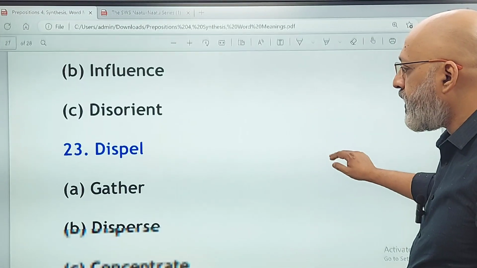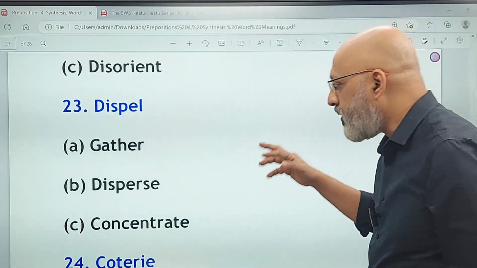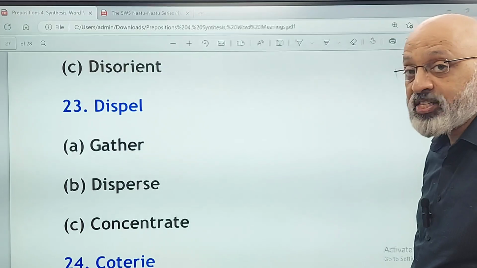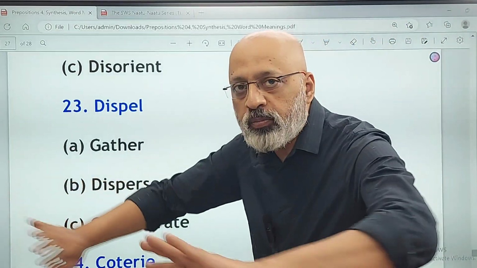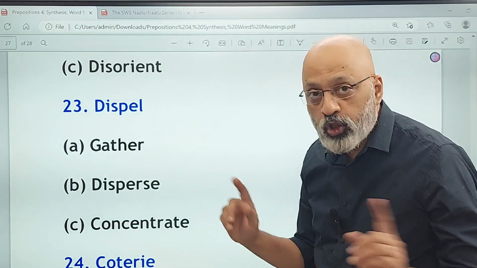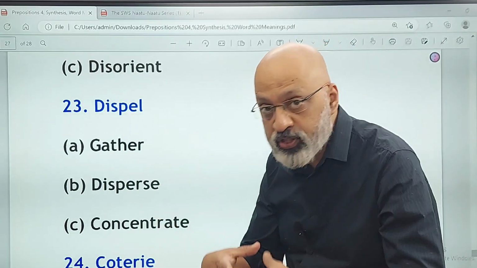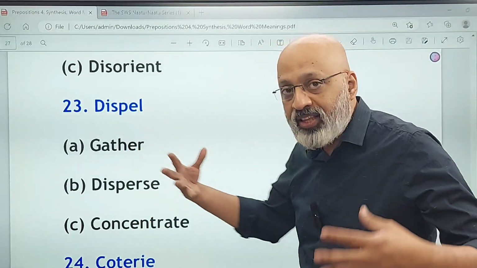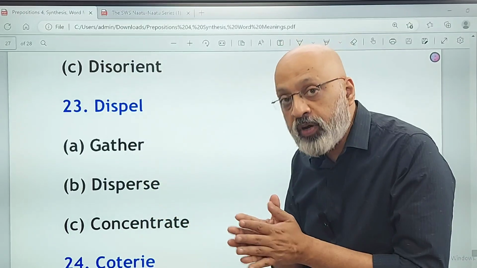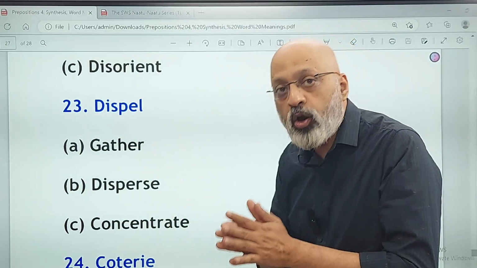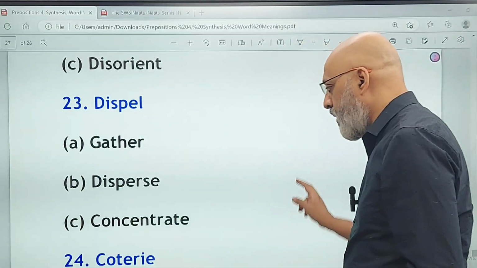Distort. Yeah. Dispel, gather, disperse, or concentrate. Dispel का मतलब सबको अलग अलग कर देना. Gather में तो वो सेंस नहीं आता है, disperse में वो सेंस आता है, concentrate में वो सेंस नहीं आता है. Concentrate में और gather में it's of coming together, but disperse means going apart. Dispel also conveys the same meaning.